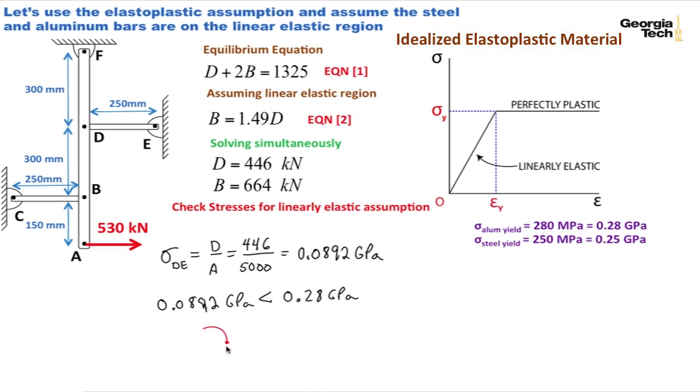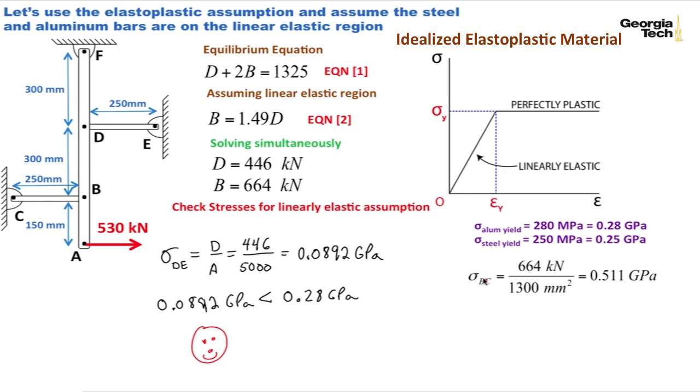We'll have a smiley face here, because this means that my linear elastic assumption for the aluminum bar is correct, and it holds. I want you to do the same thing now on your own for the steel bar. Find out what the stress is for this assumption in the steel bar.